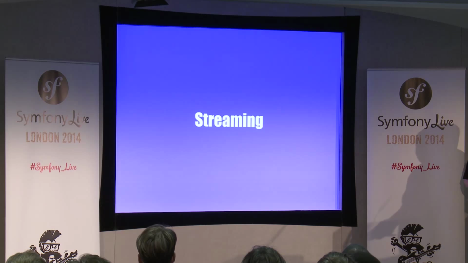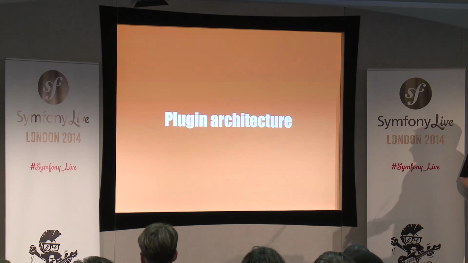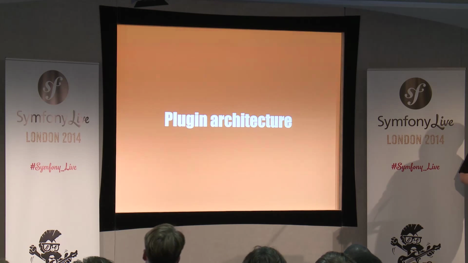The good thing about Gulp is it's a streaming build system, so you can have streams of files that you act on. And it's got a plugin architecture. So let's say you want to compile Sass, for example. You find a thing that compiles Sass, you install it in your project, and it just works.